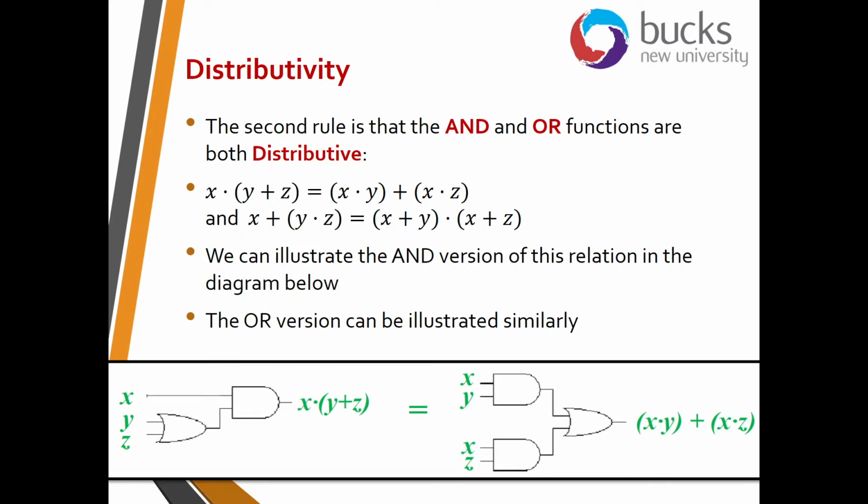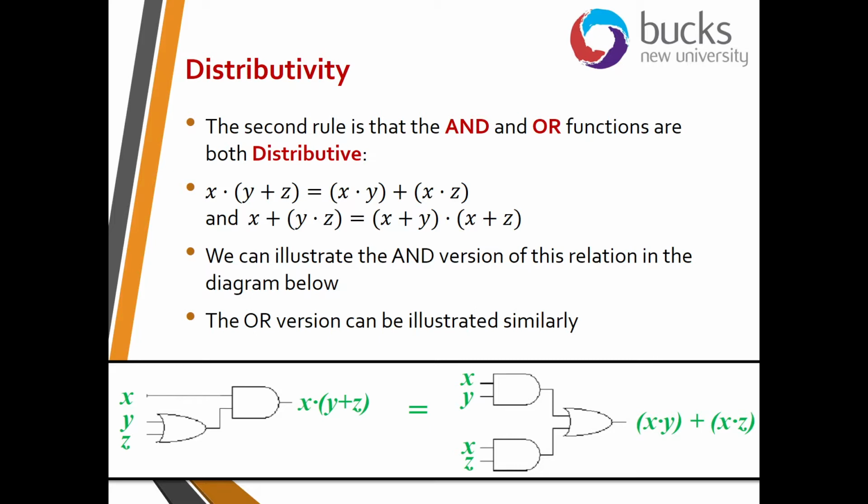Distributivity, another word to stumble over. The second rule is that AND and OR functions are distributive, which means that, if you see the example we have here, we could have X and (Y or Z), but we could also say (X and Y) or (X and Z). So we can distribute X to the bracket part of our expression. We could put X and Y together, and X and Z together with the OR, and we'd still get the same circuit.